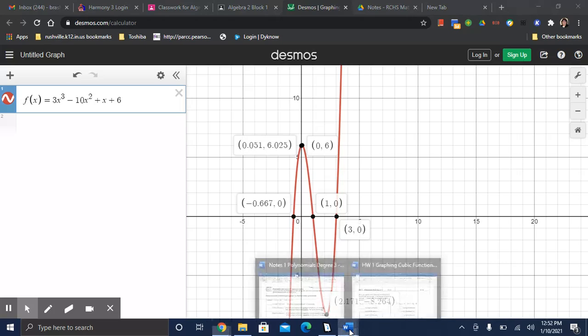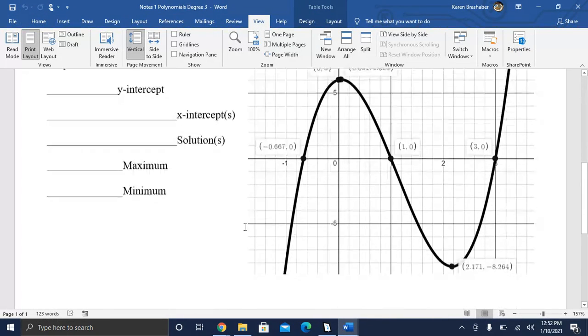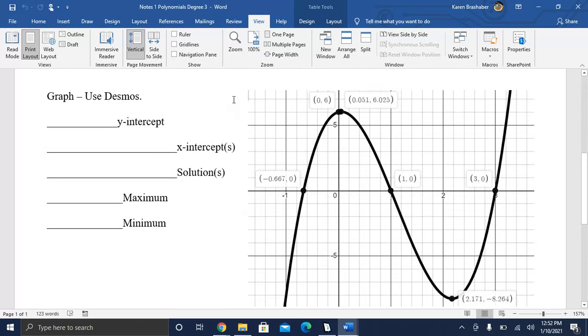Then we'll go back to the notes and the important points. I've gone ahead and captured that same graph. It looks a little different because I made it have a wider scale for X and Y so that we could see things. You'll be looking for the important points of the graph.